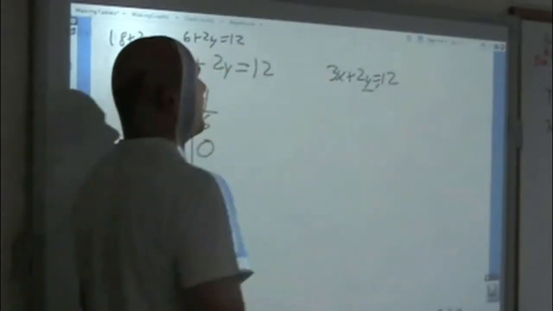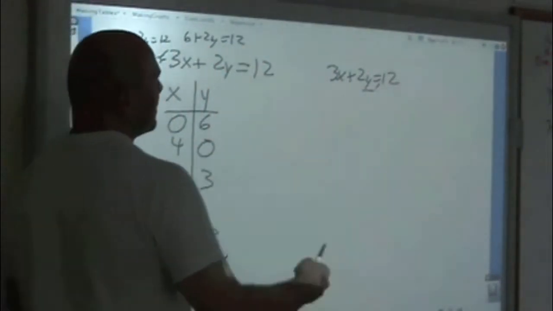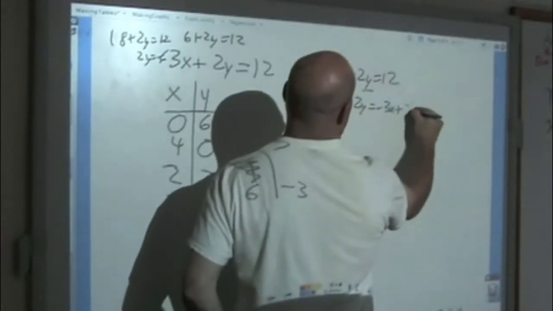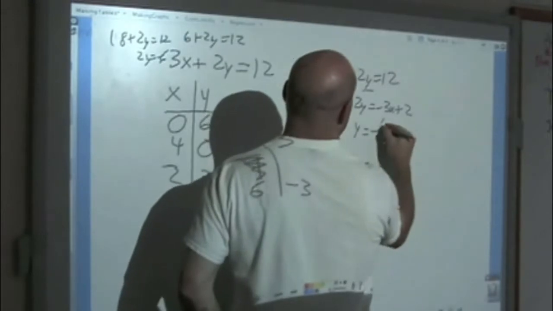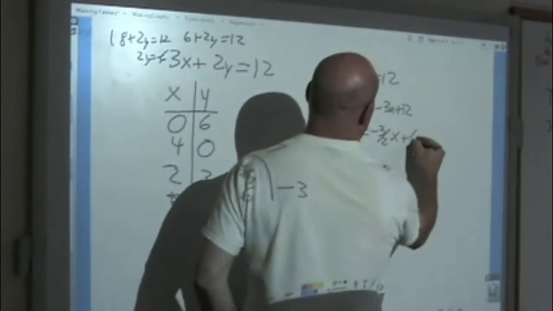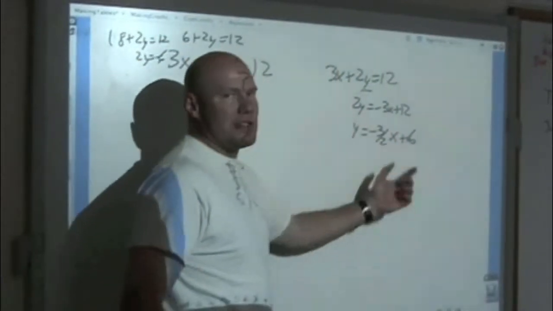Another way to go about doing this type of problem, using the same example, is to solve for one of the variables. Typically, we end up solving for y and then plug in the x's. So if I solve this for y, I get 2y is equal to negative 3x plus 12. So y is equal to negative 3 halves x plus 6 when you divide everything by 2. So I solve the literal equation to end up in this situation.